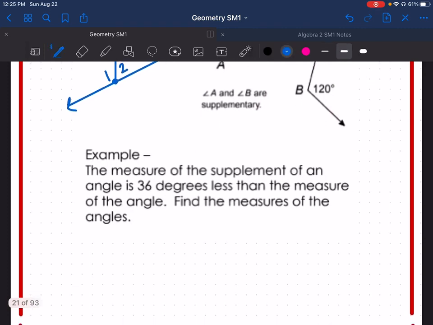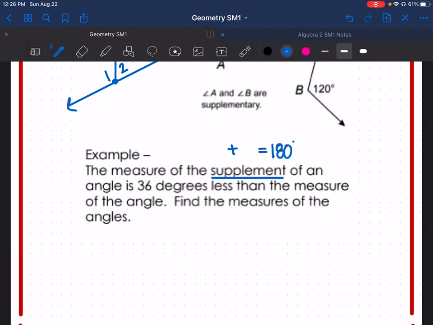All right, let's do our last example. The measure of the supplement of an angle is 36 degrees less than the measure of the angle. Notice I'm seeing that word supplement. Supplement is just another form of supplementary, and so it means I'm going to take my two angles, add them together, and they have to equal 180 degrees.